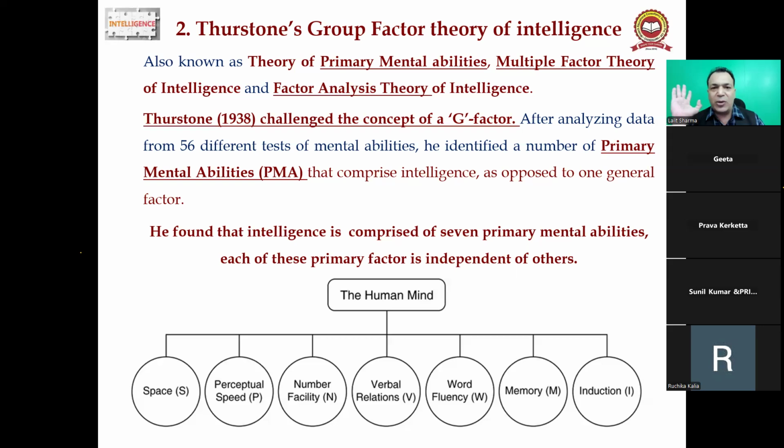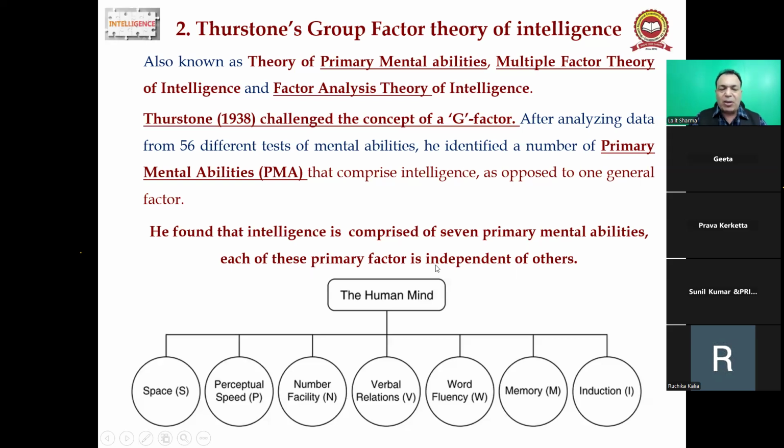वो कहता कोई general factor नहीं होता. Right? Basically, 7 primary factors होते हैं. These are responsible for the intelligence. वो क्या है 7 factors? ये देखो. He found that intelligence is comprised of 7 primary mental abilities.